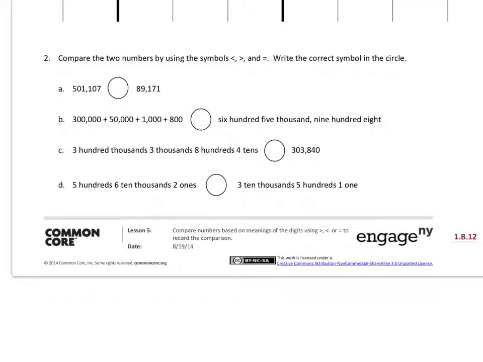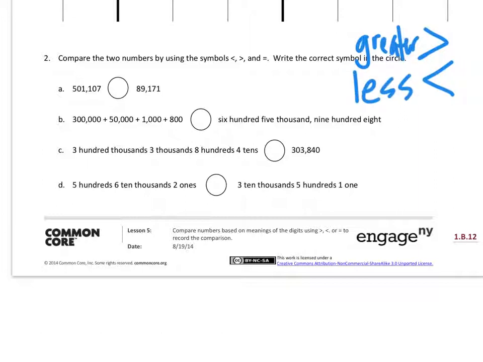Students are starting homework tonight with problem 2. For that, students are going to have to remember the symbols and their uses. Students may remember this strategy we talked about in class: the opening goes towards the larger number, or it goes away from the smaller number. So we say this symbol is greater than because the greater number is here. This symbol is less than because the smaller number is there, and then equal to.